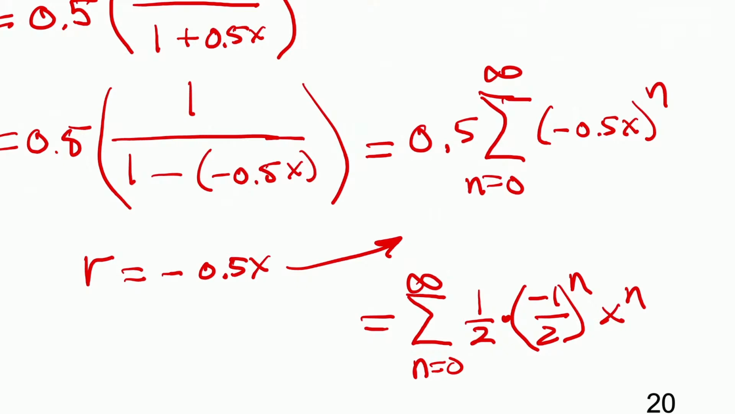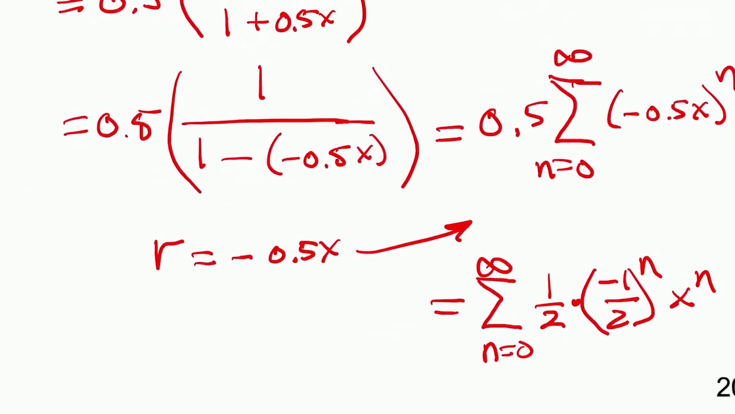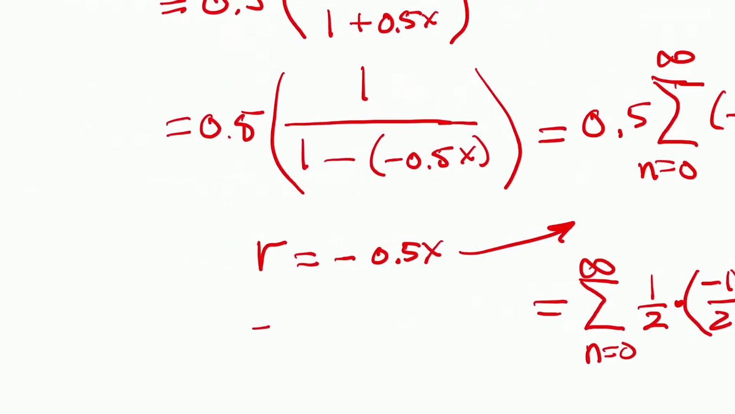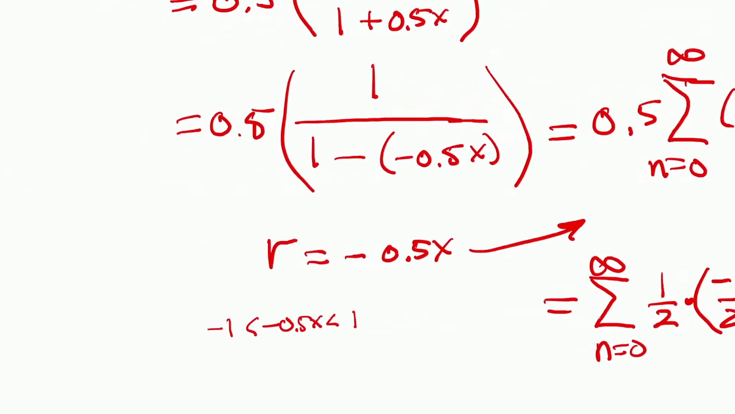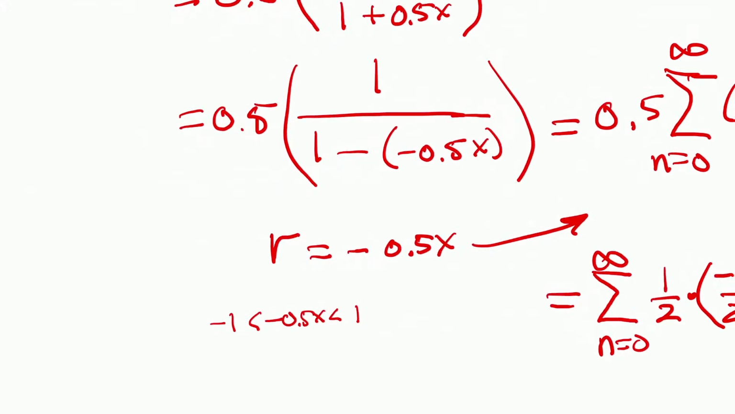Oh, interval of convergence. That's easy enough. If this is r, then negative 0.5x has to be between 1 and negative 1, right? Which means that 2 is greater than x is greater than negative 2. So how did I get these 2's? Well, I divided everything by negative 0.5. And when you multiply or divide by a negative number, you have to change the direction of your inequality. But of course, we're not going to write it like that. That looks dumb. Let's write it like this. So there's my interval.